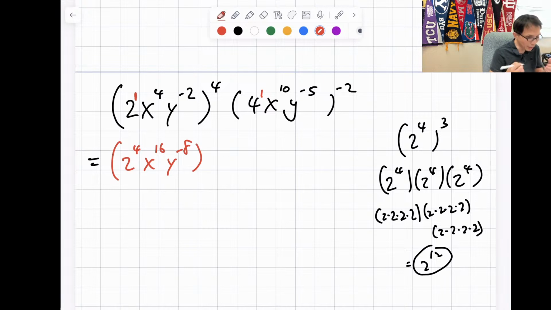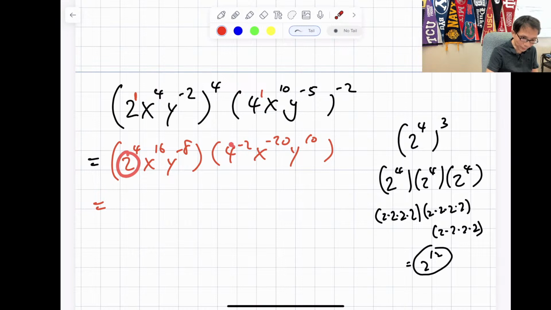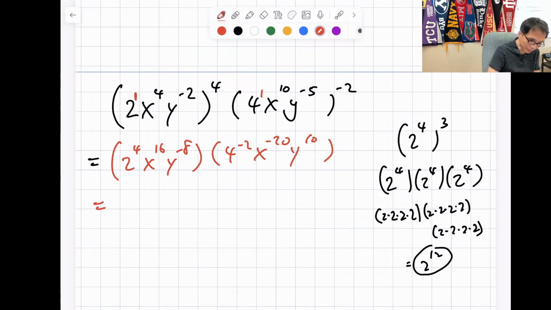They kind of told you the order of operations is PEMDAS, right? And now here it's going to be 4 to the -2, x to the -20, y to the 10. Now this just becomes a very easy product rule, but you've got to be careful. This 2 to the 4 and 4 to the -2 are not the same base, so they cannot multiply together. So that's going to be 2 to the 4th power times 4 to the -2 power. Does that make sense? Because they're not the same base.